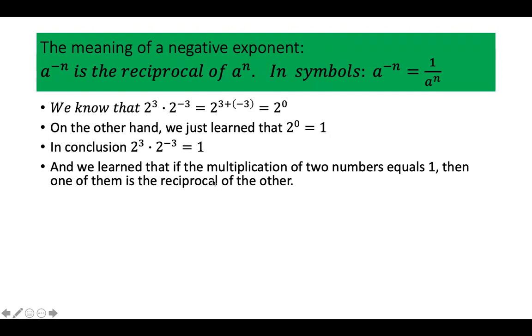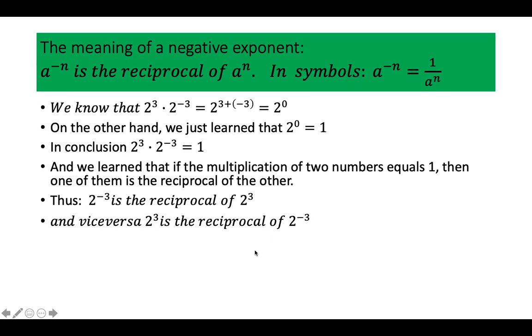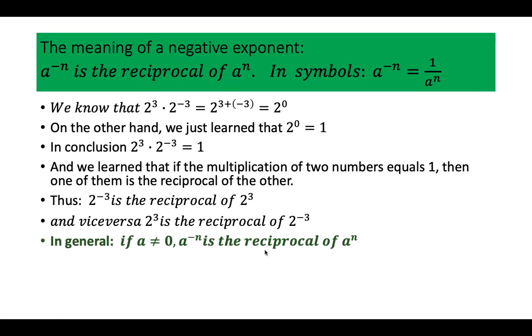So we can say that one number times another number equals 1. We can say 1 is the reciprocal of the other. So 2 to the -3 is the reciprocal of 2 to the third. Reason why, when we multiply those two, we get 1. And we said that every time that happens, one number is the reciprocal of the other. So in this case, we got this. And we also have, in general, that if a is a number different from 0, a to the -n is the reciprocal of a to the n. So that means that in symbols, we're going to write down 1 over a to the n.